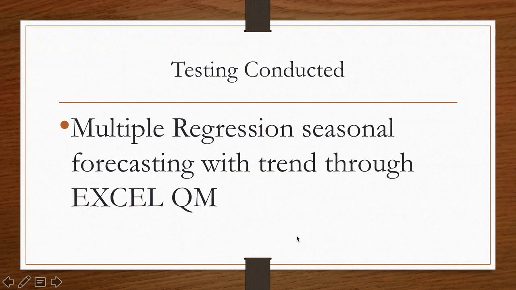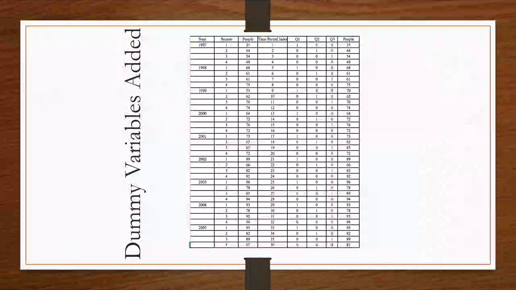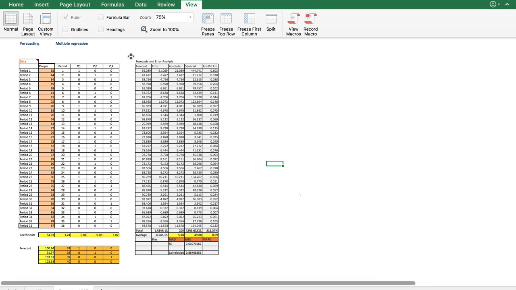Testing conducted. We use the multiple regression seasonal forecasting with trend through XLQM. We gave each season a dummy variable. For winter, it was 1, 0, 0. For spring, it was 0, 1, 0. Summer was 0, 0, 1. And fall was 0, 0, 0. In this setup, it organizes the seasons into a number format which can be manipulated to see if one quarter has a heavier population than the others. On a school computer with XLQM, we went to the forecasting with multiple regression tool, selected it, and put in our own dummy variables.